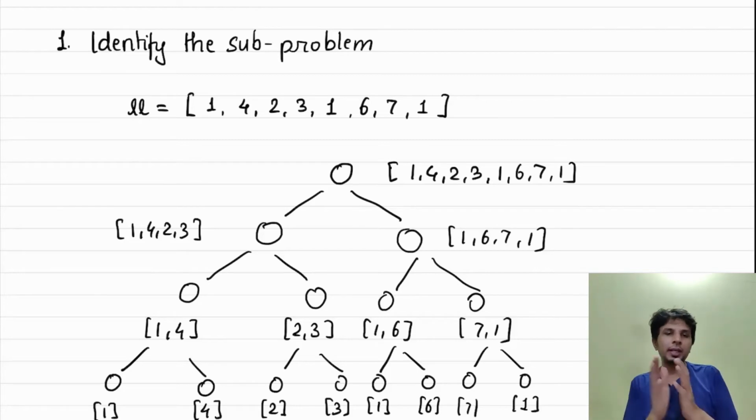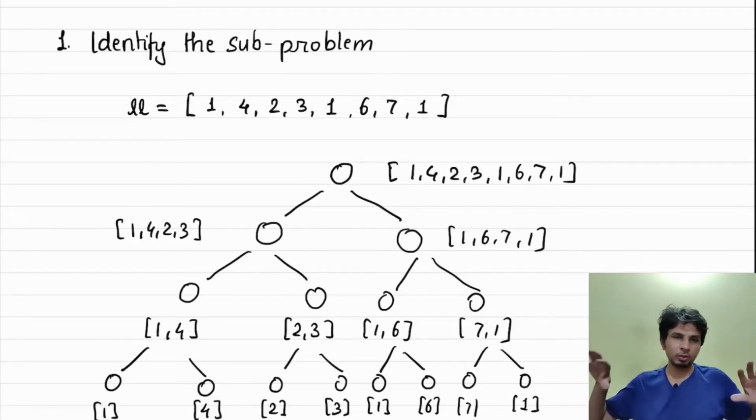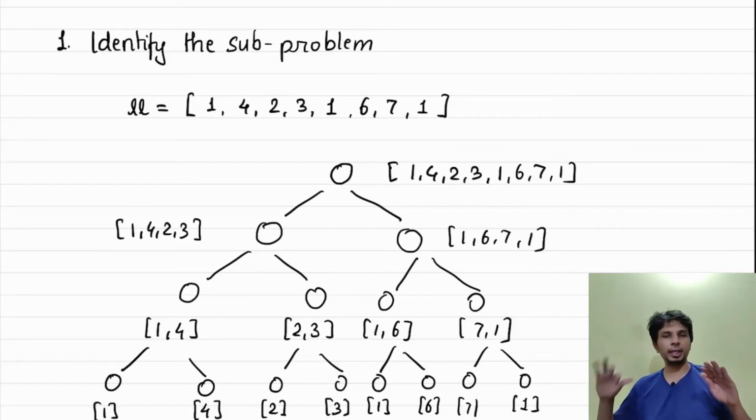So if we take the same array example, 1 4 2 3 1 6 7 1, we split it into two equal halves every time. So 1 4 2 3 1 6 7 1 gets split into two halves, 1 4 2 3 and 1 6 7 1. 1 4 2 3 gets split into 1 4 and 2 3, and the 1 4 list splits into 1 and 4. Now once we reach the base condition of having one element, the summation of a list having one element is equal to that element itself.